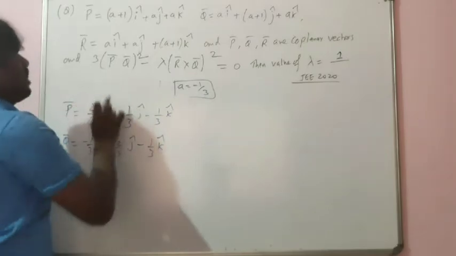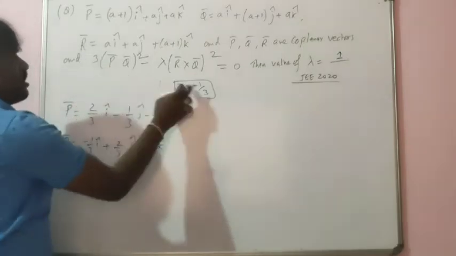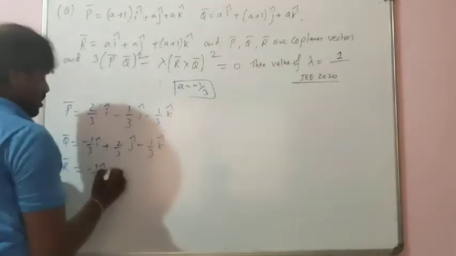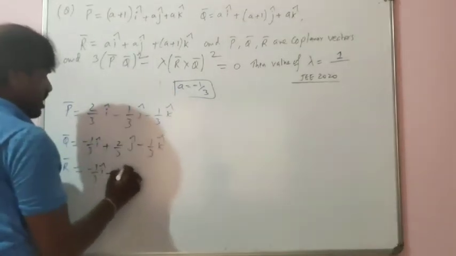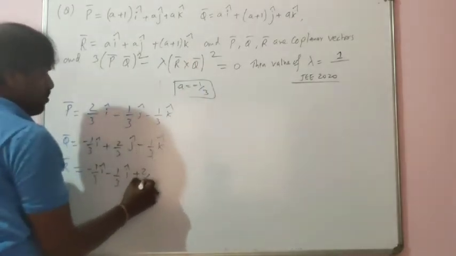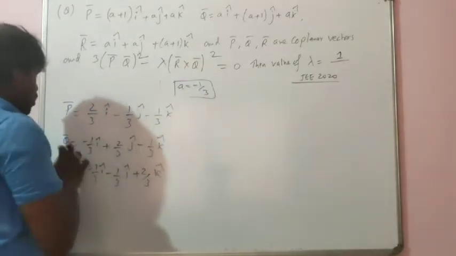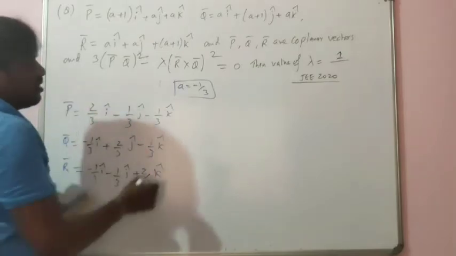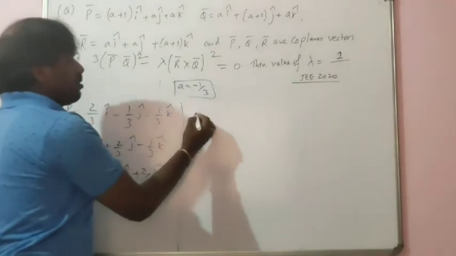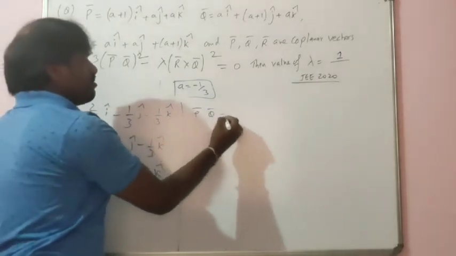Now what do I get for the r vector here? The r vector is minus 1 by 3 i cap, minus 1 by 3 j cap, and 2 by 3 k cap. So I got the p, q, r vectors. Now what is given here? p dot q. Let us find p dot q.